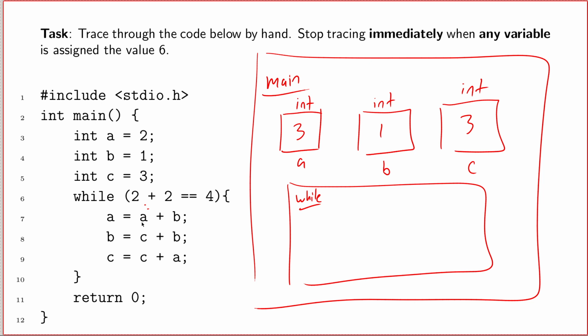B equals C plus B. So C has the value 3, B has the value 1. So that means I set B to be the sum of those two things, which is 4. C equals C plus A. C is 3, A is 3, and so I set C to be the value 6. So I go over here, I modify C to have the value 6, and then I stop. I have met the criteria. Once C has been assigned the value 6, I stop immediately after that's done. Okay, so I stop and I answer the questions.